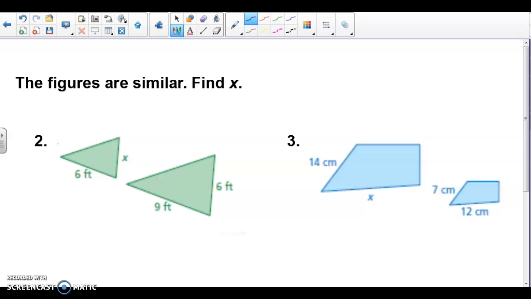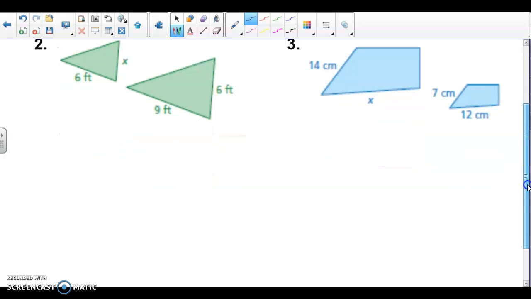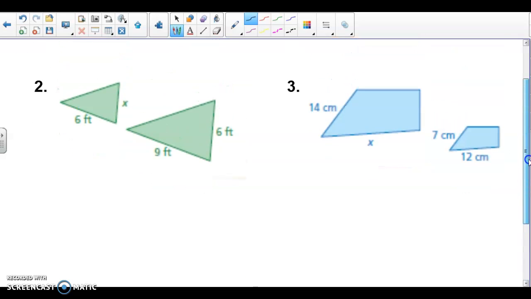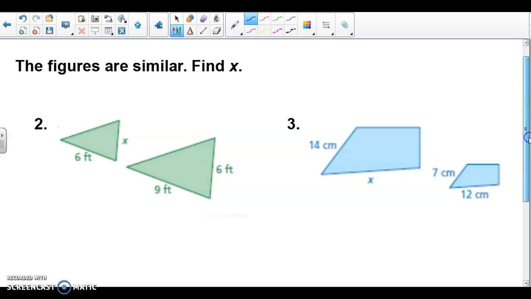So why don't you do me a favor and try these two out on your own. Pause the screen, try them out, and then in a second turn it on again and watch me do it together, and we'll see if we have the same answer. So just pause the screen and give it a shot.